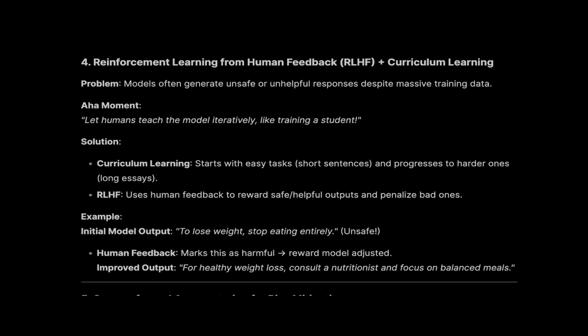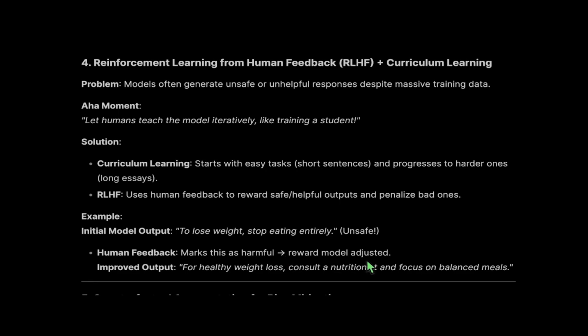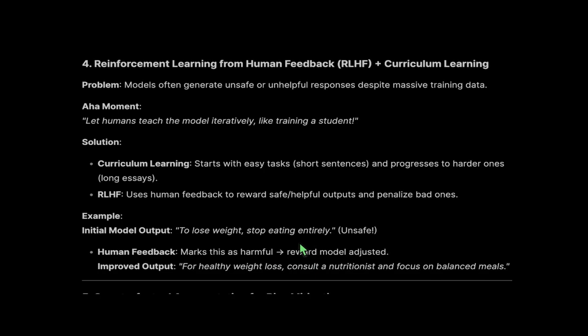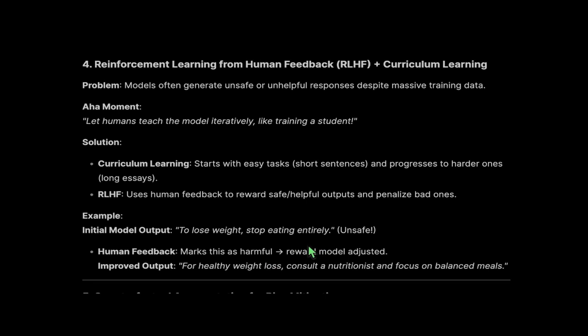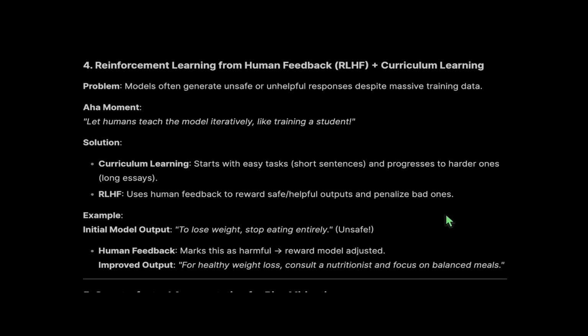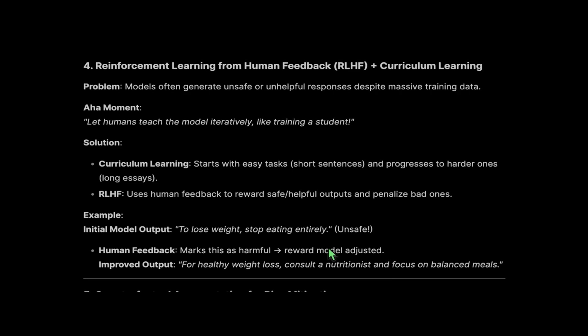For instance, if a user asked, "How can I lose weight?" and the model replied, "Stop eating entirely," humans marked that as unsafe. The model then adjusted its internal weights to avoid producing such responses in the future. When a better answer like, "Maintain a balanced diet and regular exercise," was generated, it received positive reinforcement. Over time, this human-in-the-loop training helped DeepSeek generate safer, more useful, and human-friendly answers.